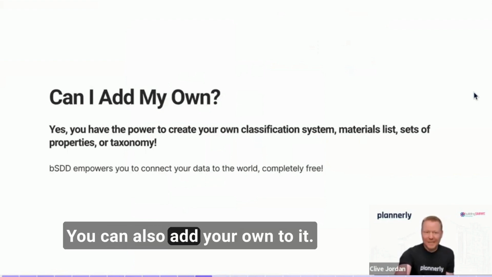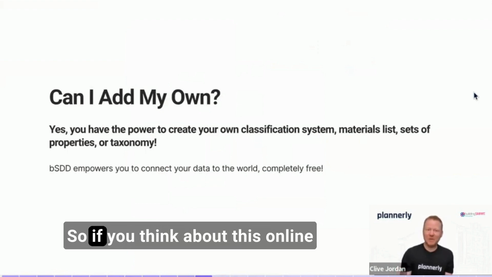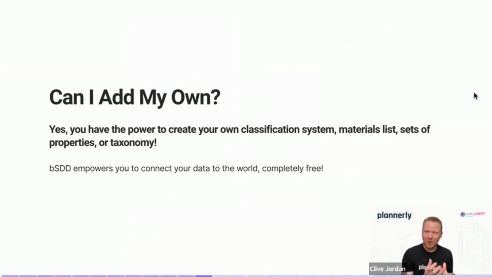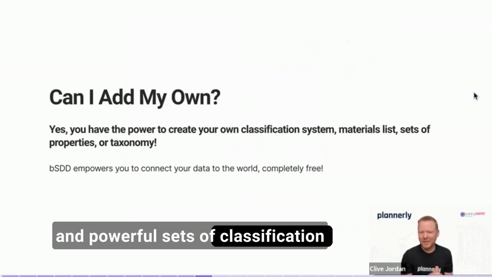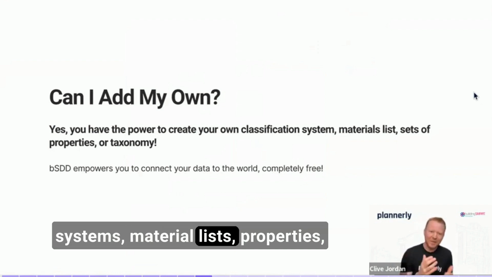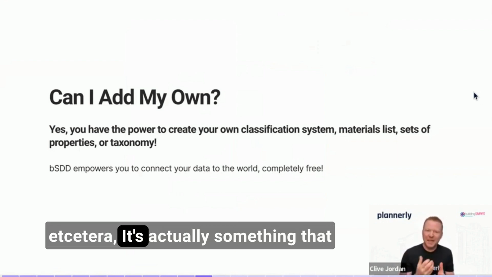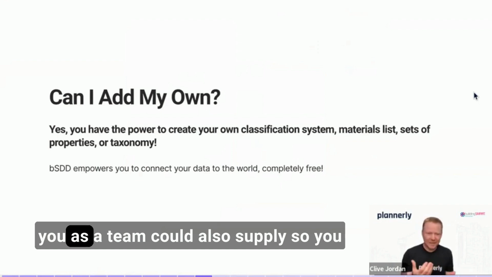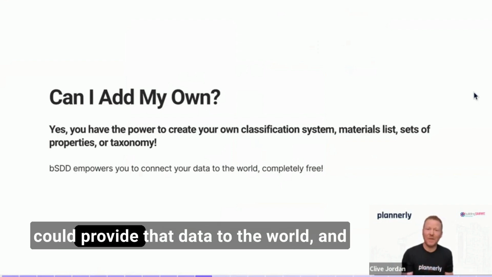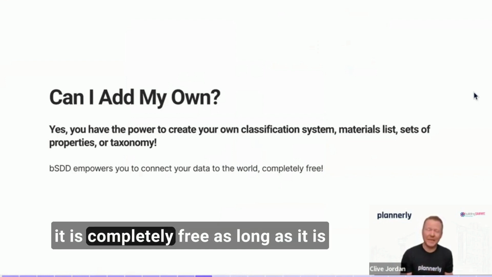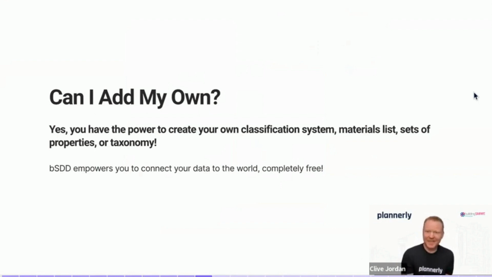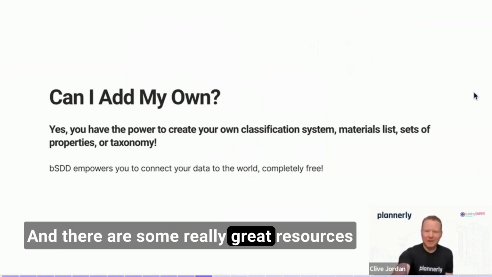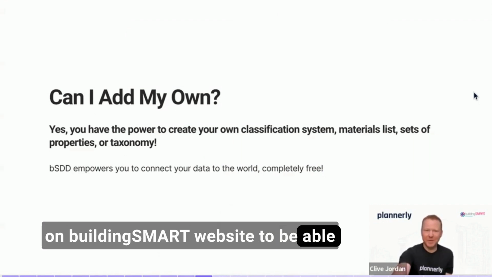You can also add your own data to it. If you think about this online repository, this store of really rich and powerful sets of classification systems, material lists, properties, etc., it's actually something that you as a team could also supply. You could provide that data to the world, and it is completely free as long as it is provided in an open way. And there are some really great resources on the Building Smart website to understand how to do that.